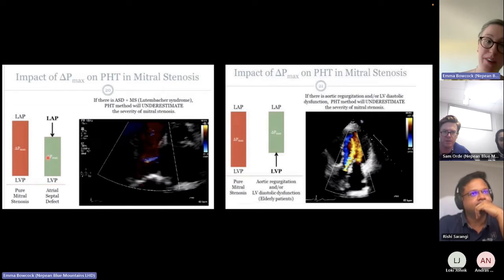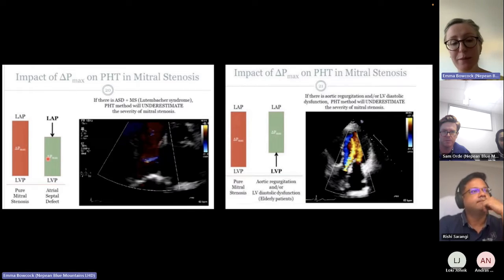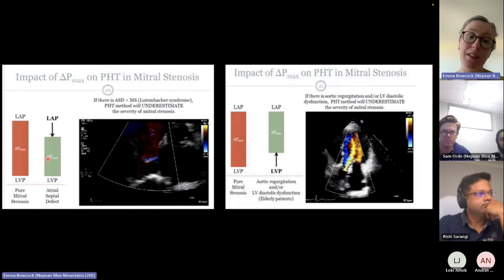gradient using the pressure half time method will then underestimate your true severity, because it will overestimate the mitral valve area. It'll give you a smaller number for your pressure half time, and therefore a smaller denominator, and give you a higher mitral valve area. So you're going to underestimate severity of mitral stenosis. Kind of similar principle, but the opposite really.